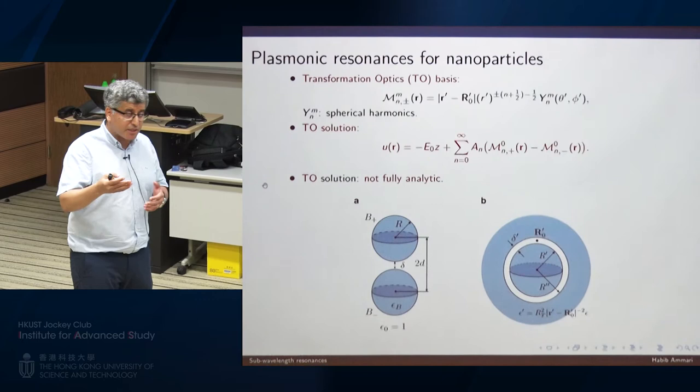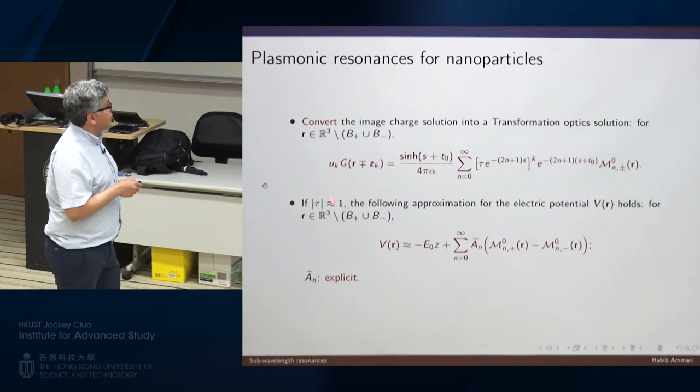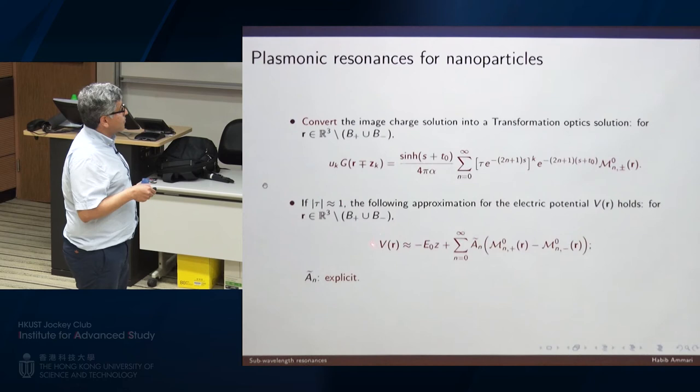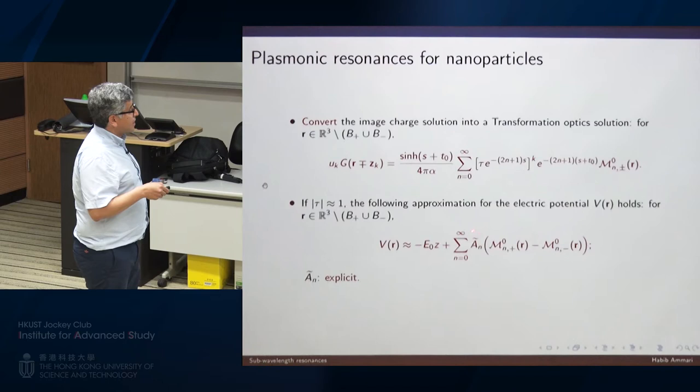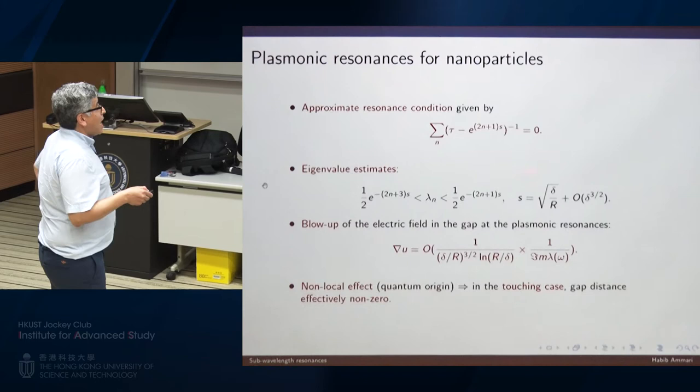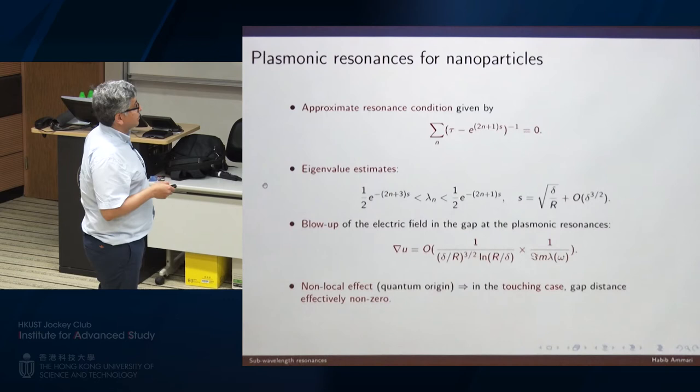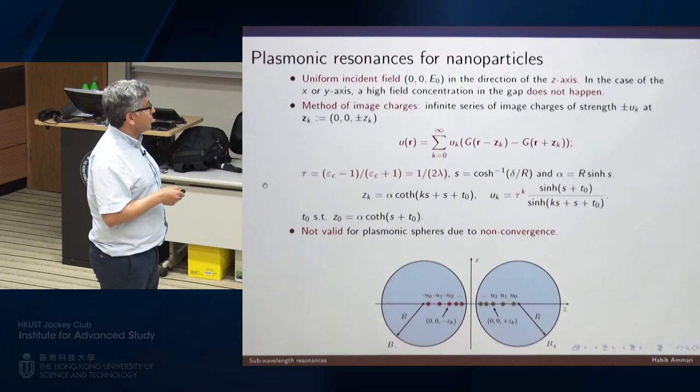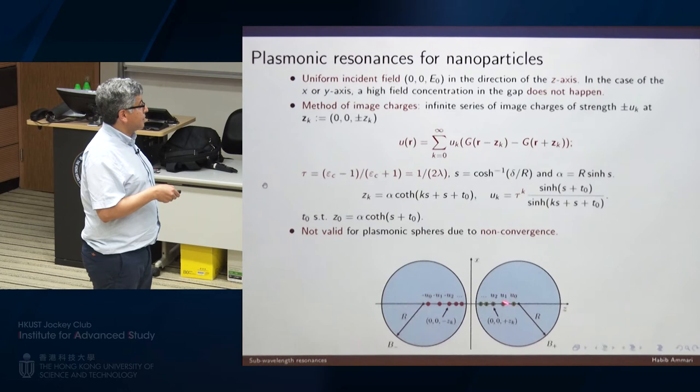If this is always the case for plasmonic spheres at their plasmonic resonance, then we have the following approximation. We approximate the field by the background field plus the sum of some coefficients, which are now explicit, times these TU basis functions, okay? And we have an approximate resonance condition given by this, and S is defined somewhere here. Delta is the gap, and R is the radius of the spheres.